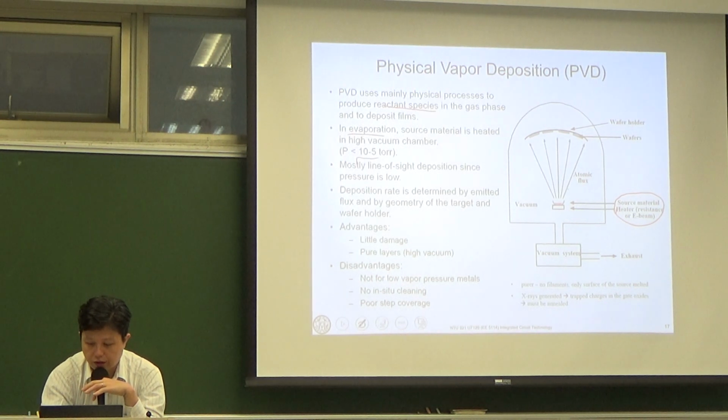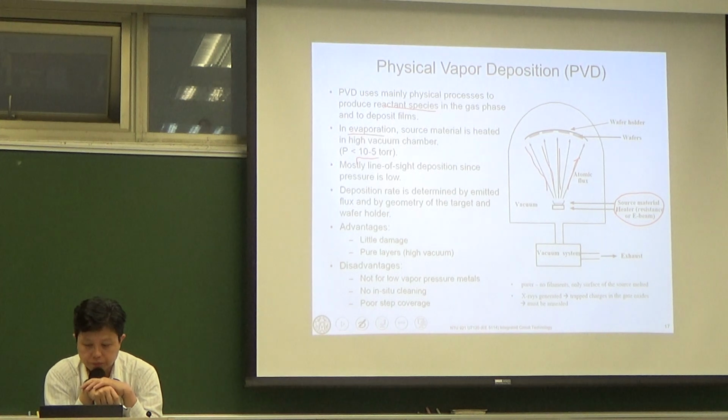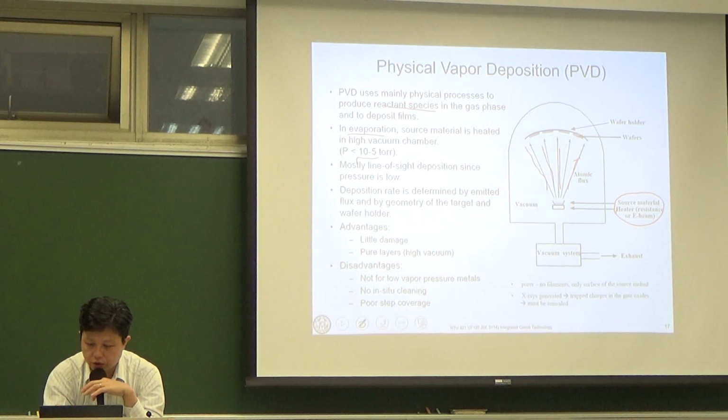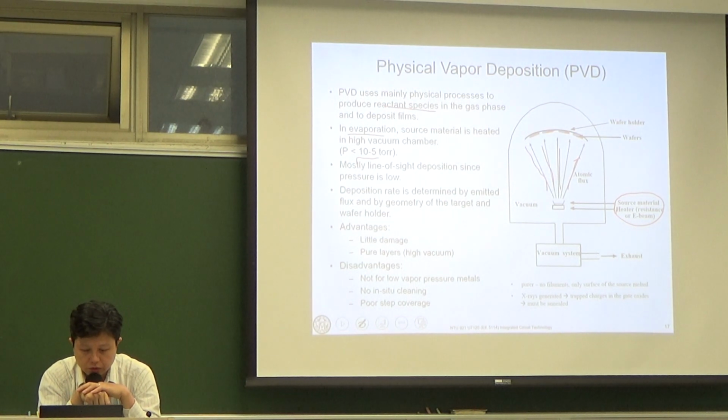So it evaporates because the chamber is at very low pressure. There are no obstacles or other things if the chamber is clean. If the chamber is clean, then the molecules can go directly in a straight line to the wafers. So we have the wafers put up here. Okay.